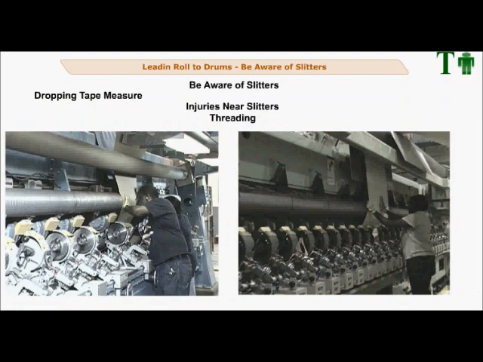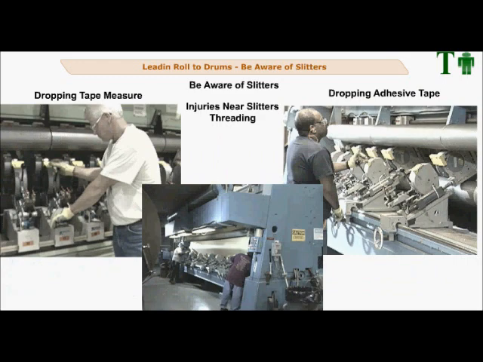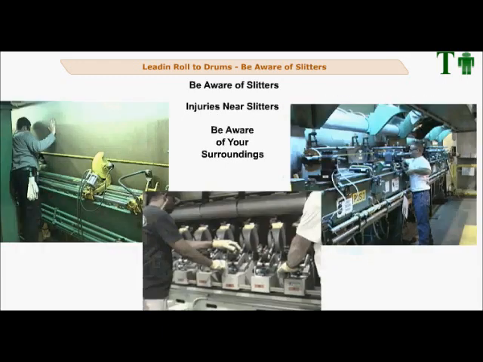tape measure, when setting them, and accidentally bumping a slitter when picking it up. When picking up a dropped roll of tape that fell into the trim chute, or even when pushing or relocating slitters to a new position for an order change. These are all preventable accidents that have occurred. Always be aware of where you are and your surroundings while in the slitter area.